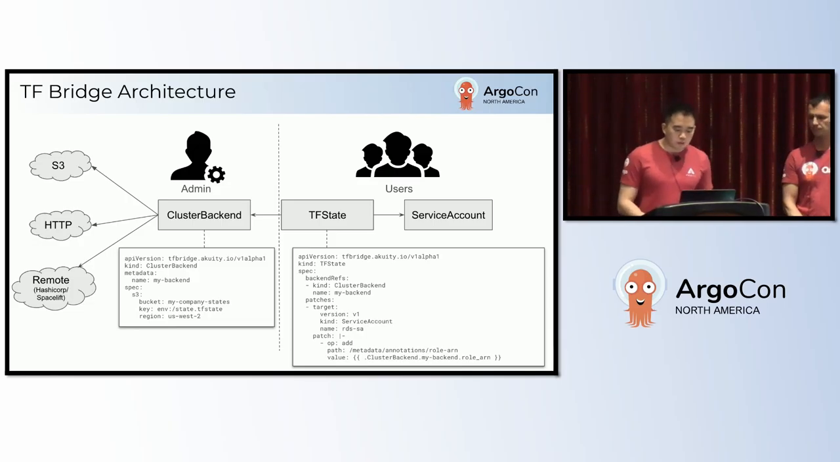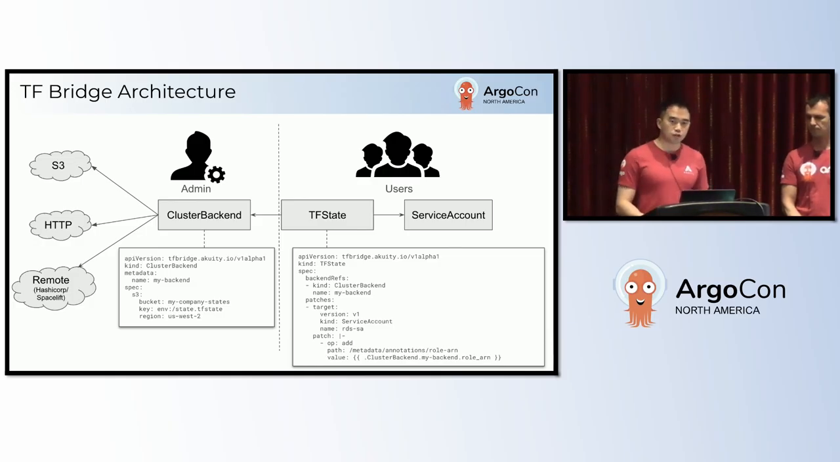So the third resource would be cluster TF state. And I think you can guess that it's a cluster level TF state, which allows you to patch resources in multiple namespaces. So the difference between the two state CRs is the cluster TF state comes with a namespace selector in the target field that allows you to target resources in other namespaces. You're also going to see it later in the demo.